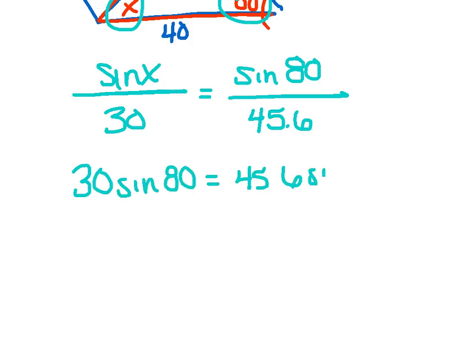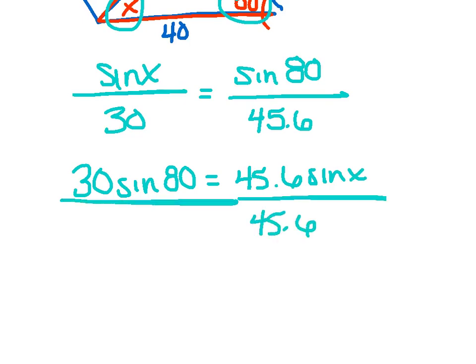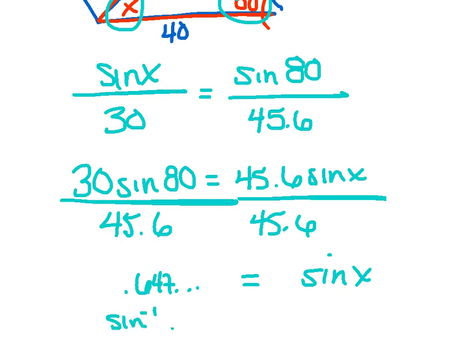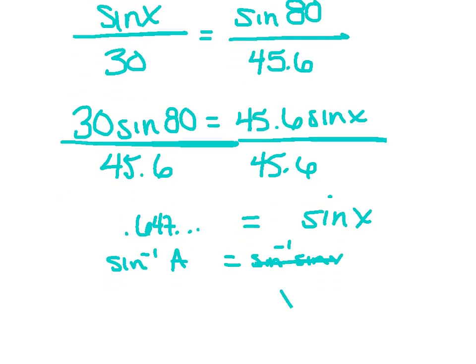Divide by my 45.6. I get 0.647, blah blah blah. I store that into A. Take the sine inverse of both sides. And hopefully you get x equals 40 degrees.